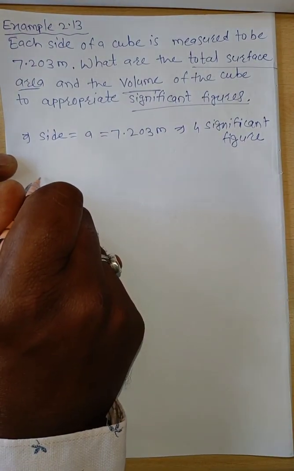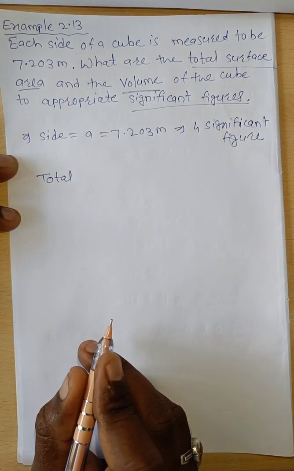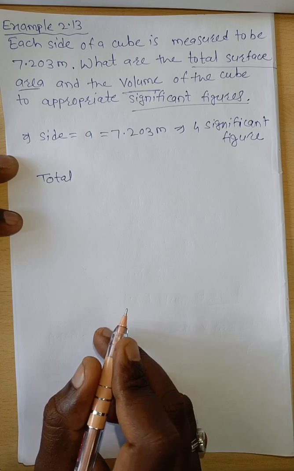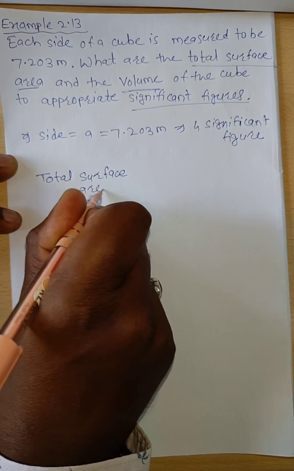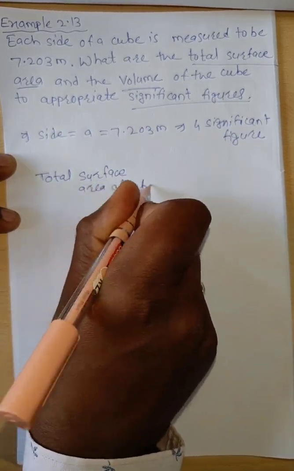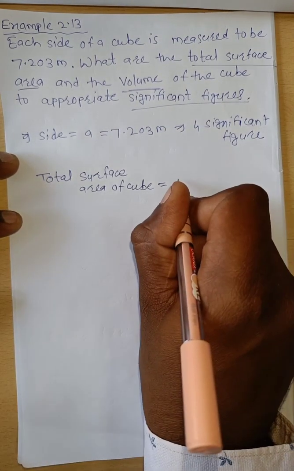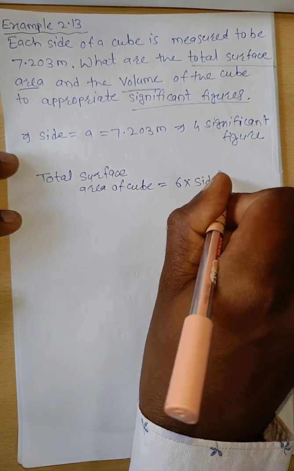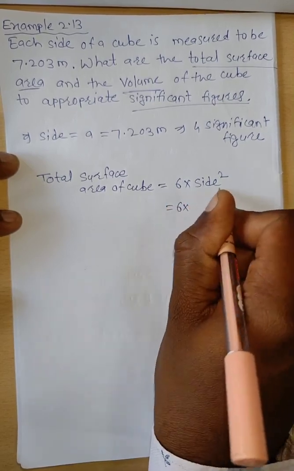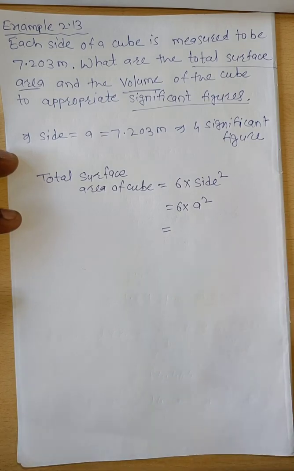Now, what is the formula of total surface area? The formula of total surface area of a cube is 6 into side square. The cube has 6 surfaces, therefore 6 into the area of one surface, that is 6 into side square. 6 into A square, where A square is nothing but A into A.